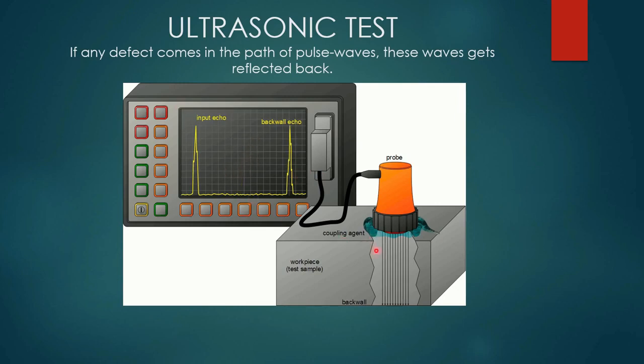You can see over here, when there is nothing inside this object, the wave is not changing. When there is a defect, this wave is changed over here. You can see the flaw echo. From the CRO, cathode ray oscilloscope, you can easily identify how deep it is.